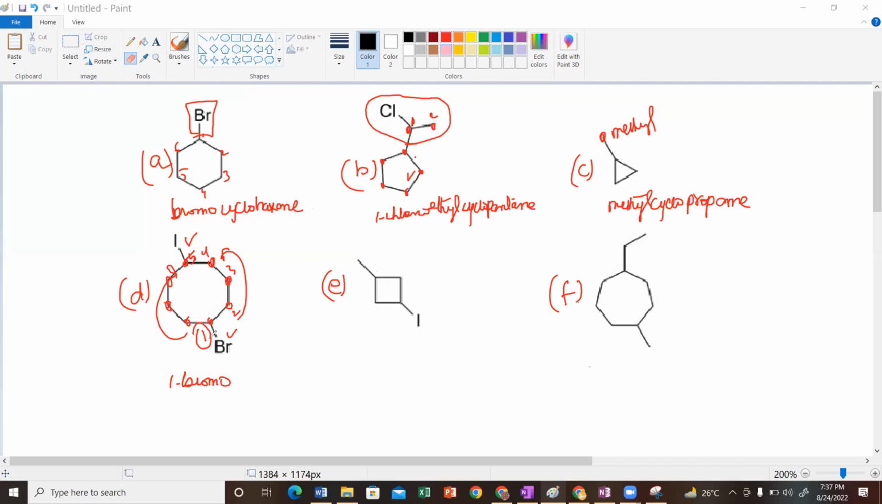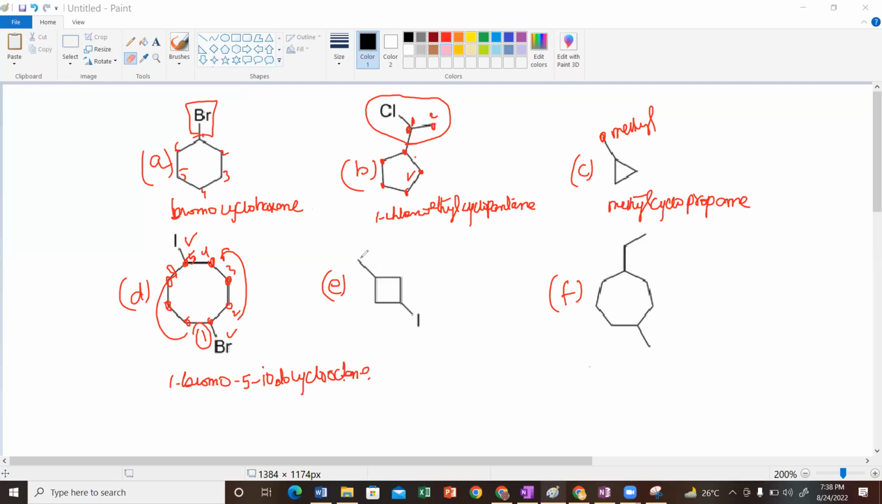Why did I consider Br, or the bromo, first? Because B comes first, then comes I. So it is 1-bromo. On which position is iodine present? Position number 5, and we call iodine as iodo. 1-bromo, 5-iodo, and that one is an 8-member ring, so it is cyclooctane.